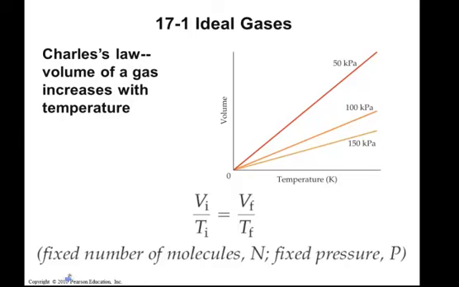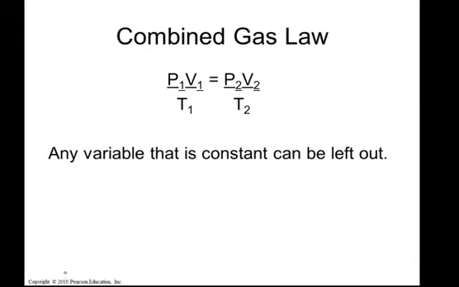Now I can put both of those relationships together into one. That's called the combined gas law, where pressure times volume, that's Boyle's part, over temperature, that's Charles's part. If I put those together, then I have this relationship: P1 V1 over T1 is going to be equal to P2 V2 over T2 later. And any variable that's constant can be left out. For example, if my temperature is constant, then I can cross out my temperatures and I see that P1 times V1 equals P2 times V2. And that was Boyle's law.